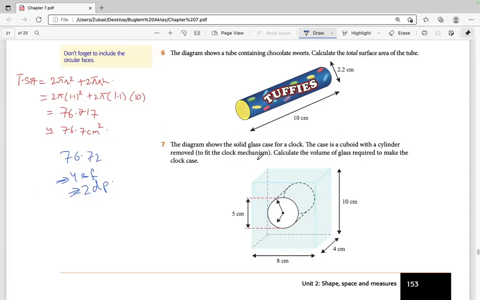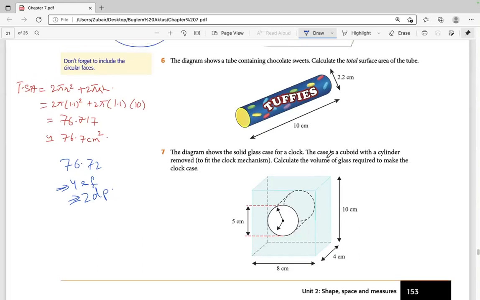The diagram shows a solid glass case for a clock. The case is a cuboid with a cylinder removed to fit the clock mechanism. Calculate the volume of the glass required to make the clock case. Now we are moving towards composite shapes.